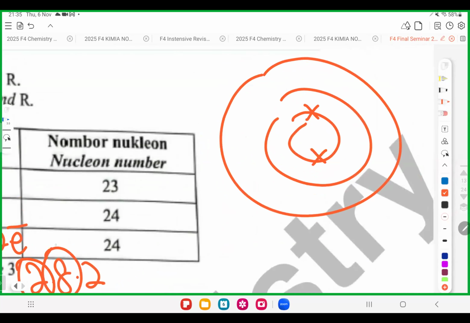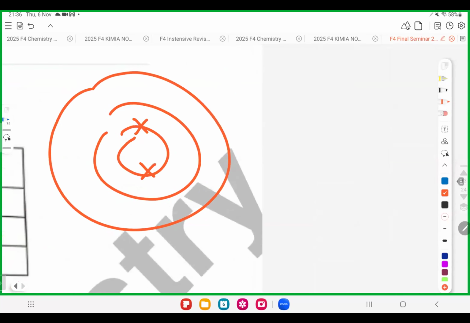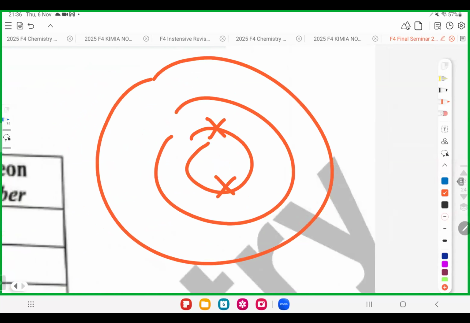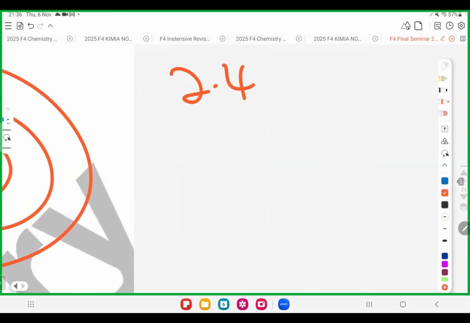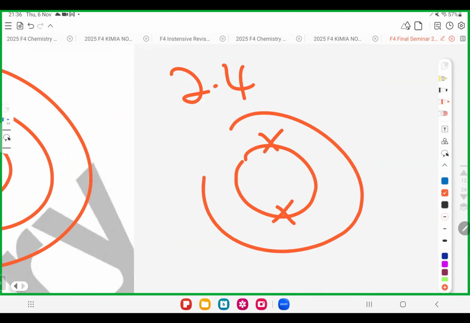The 8 electrons, how do you put them? You should put them like this first. The first electron, put it any place you want. The second electron, don't put it next to the first, put it on the opposite side. Why? Electrons have a negative charge, so they will repel each other. You don't write 2.4 with the 4 electrons bunched together. That is wrong, but many of you will draw this. No. 2.4, how do you draw the 4 electrons?